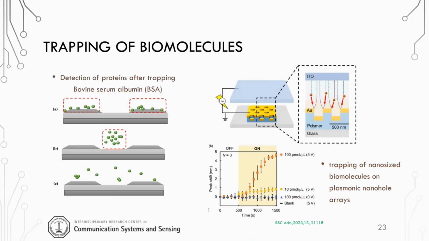But then they repeated the same experiment and applied an electric field from the top electrode to the bottom electrode. Sorry, actually, this is one electrode and this is the other electrode. When they applied an electric field of 5 volt, the sensitivity of their system jumped from almost 0, or maybe 0 point something, to 5. Since they are using a plasmonic system, the shift will be in the peak shift. So the peak shift becomes higher, and the detection can be very clear just by trapping in the holes.